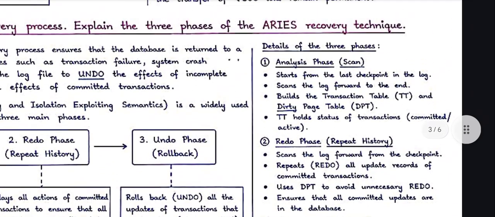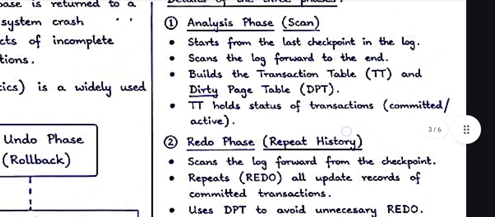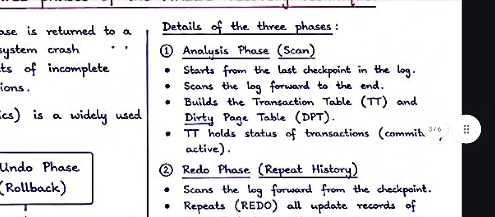Details about the three phases. Analysis phase, scan: starts from the last checkpoint in the log. Scans the log forward to the end. Builds the transaction table and the dirty page table. Transaction table holds the status of transactions, committed or active.